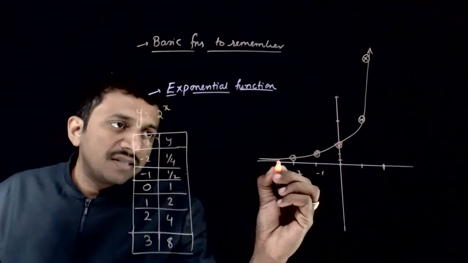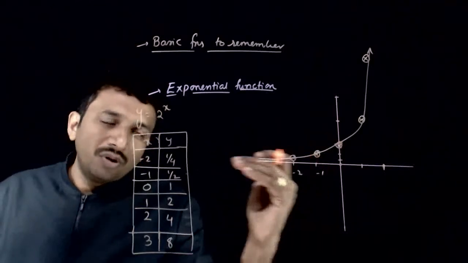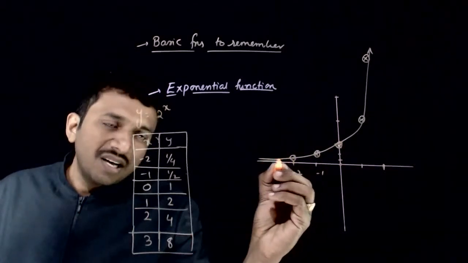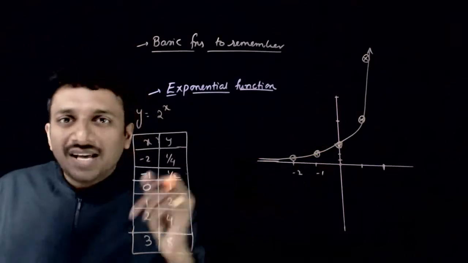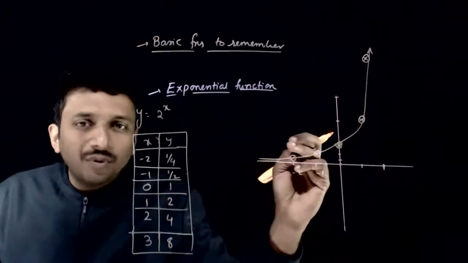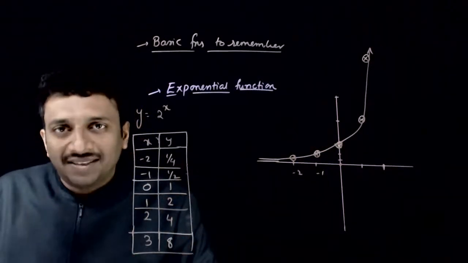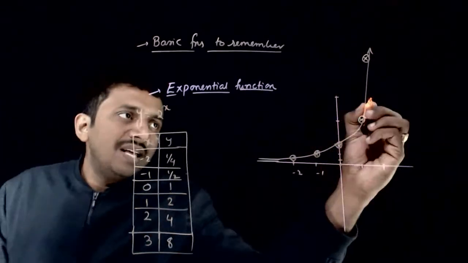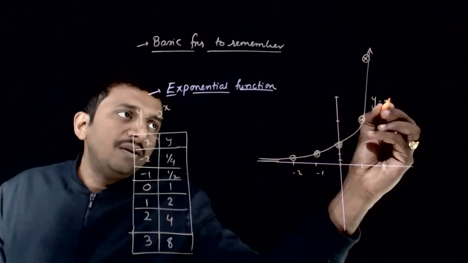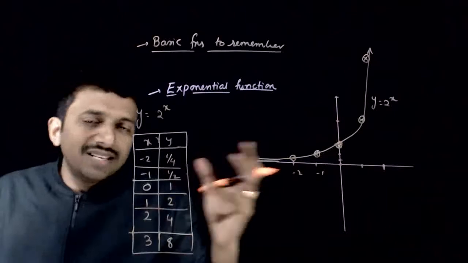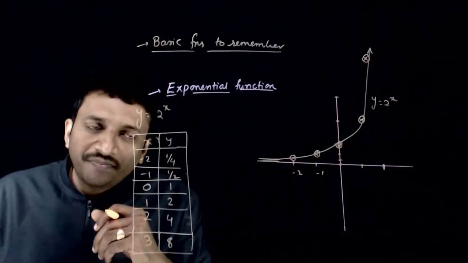As you go more and more towards minus infinity, this curve tends to touch the x-axis but never touches it. This curve goes closer and closer to the x-axis. So this is the sample curve for y is equal to 2 power x. And this is the general shape of the exponential function.